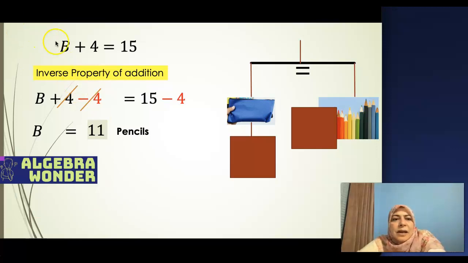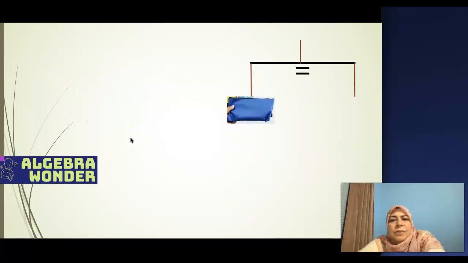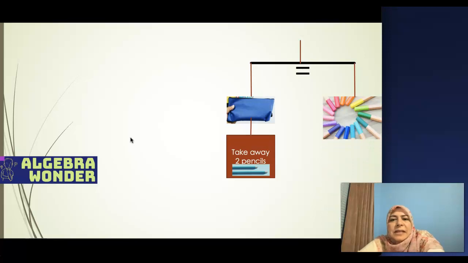Now let's check: 11 pencils plus 4 pencils gives me 15 pencils. I'm correct. Okay, let's see another story with subtraction. Here we go. I have a bag of pencils. If you take away 2 pencils from the bag, it will balance with 16 pencils.